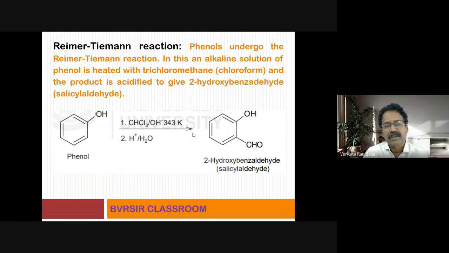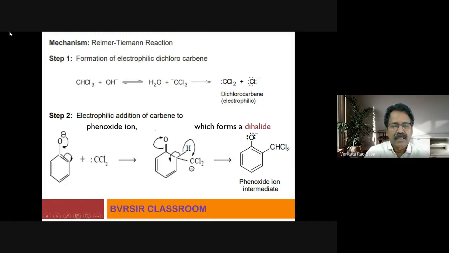Now we have to look into the different steps involved in the mechanism. Let us see them one by one. The mechanism of the Reimer-Tiemann reaction will be very interesting. The first step is formation of the electrophile. Here, the electrophile is dichlorocarbene. Carbene is a highly reactive intermediate, and it acts as the electrophile in this reaction.